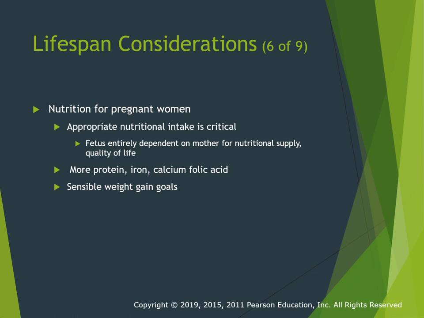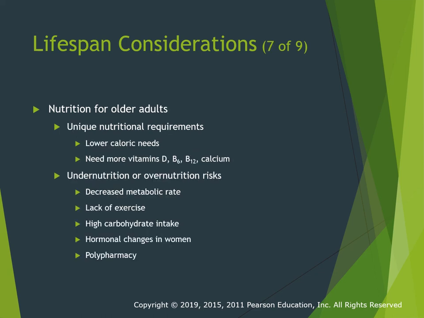Again, nutrition for pregnant women: folic acid, more protein, iron, calcium, and a moderate weight gain, just not over weight gain. Nutrition for adults, lower the high calories, make sure they're eating stuff that's got the vitamins in it, you know, proteins, lean meats, grains, fruits, vegetables, those type of things that have the B vitamins in it.